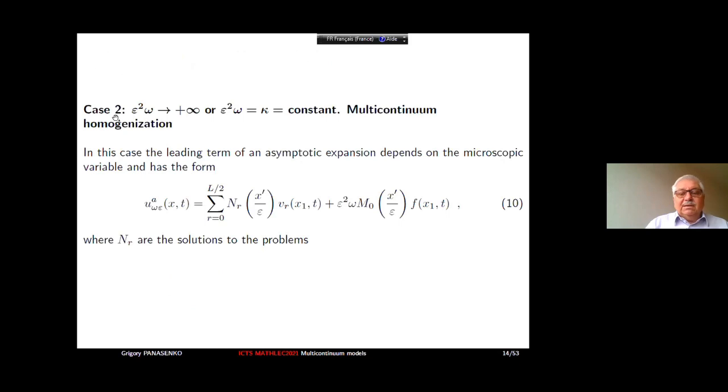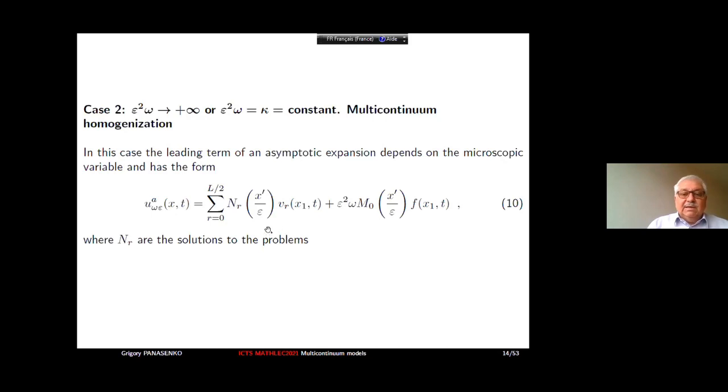Completely another situation, when it is dramatically changed, is when epsilon square omega goes to infinity, or when it is a constant. In this case, we obtain the so-called multi-continuum homogenization. And namely, the leading term of an asymptotic expansion depends on the microscopic variable and has such a form.